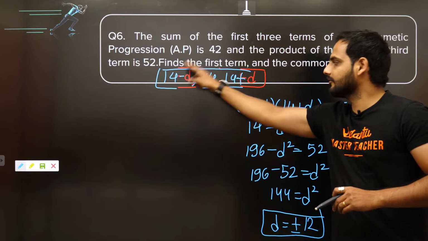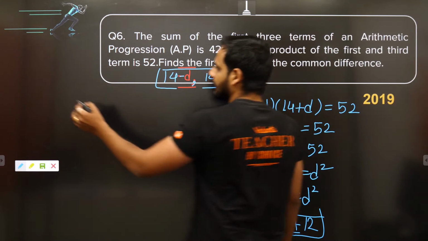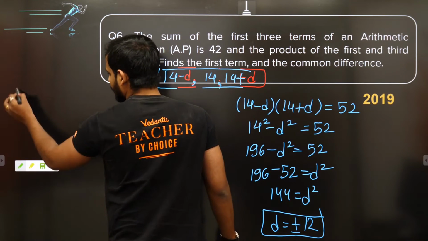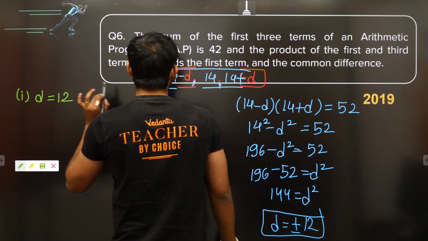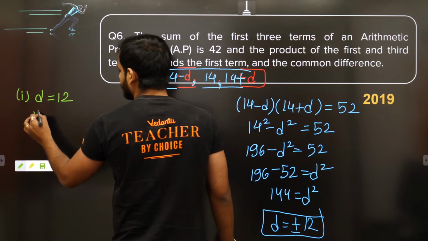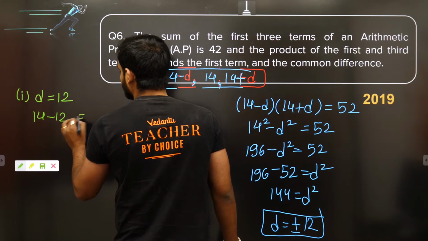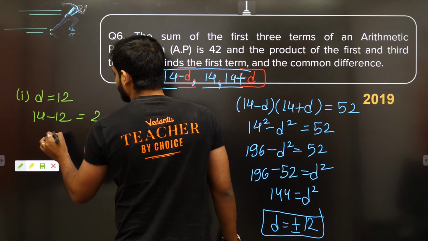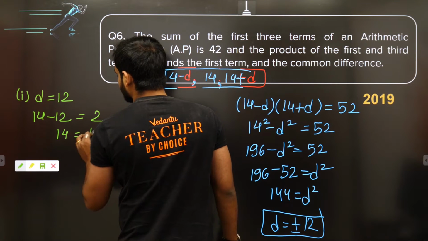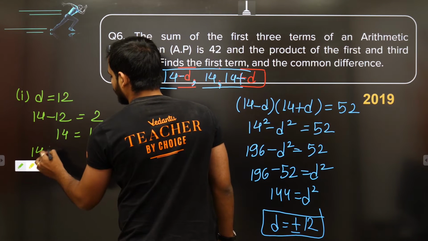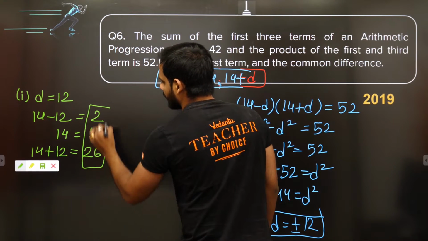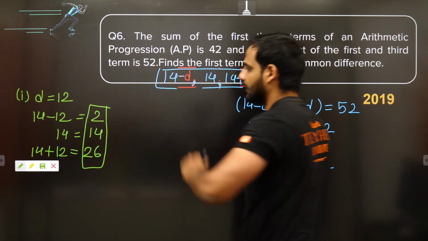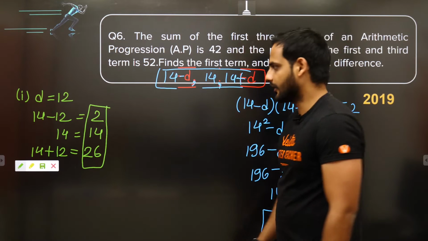Now I need to find out the first term. So see, first case, when d is equal to plus 12, the first term will be 14 minus 12, which means 2. The next term will be 14. And the third term will be 14 plus 12, which means 26. So my terms are 2, 14, 26.